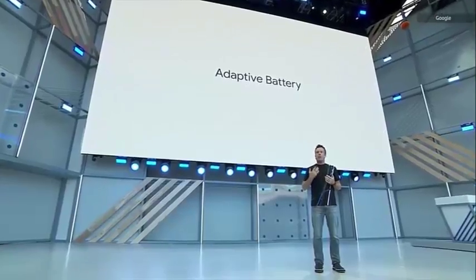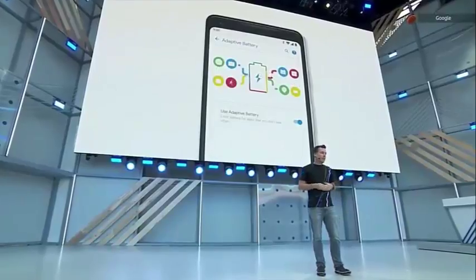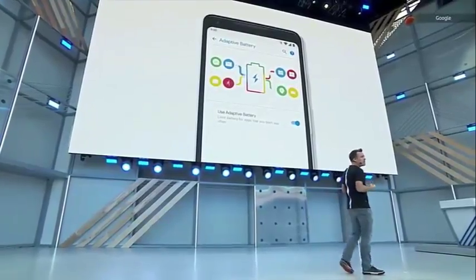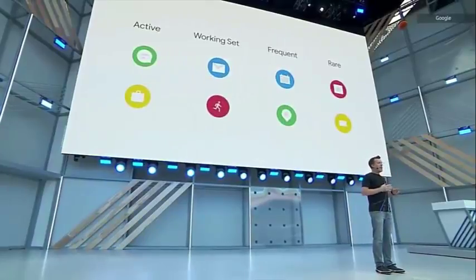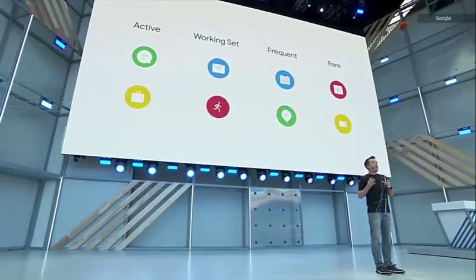With Android P, we partnered with DeepMind to work on a new feature we call adaptive battery. It's designed to give you a more consistent battery experience. Adaptive battery uses on-device machine learning to figure out which apps you'll use in the next few hours and which you won't use until later, if at all, today.